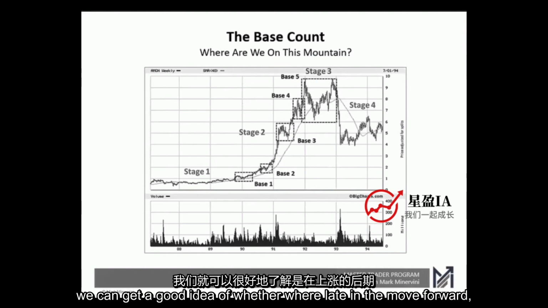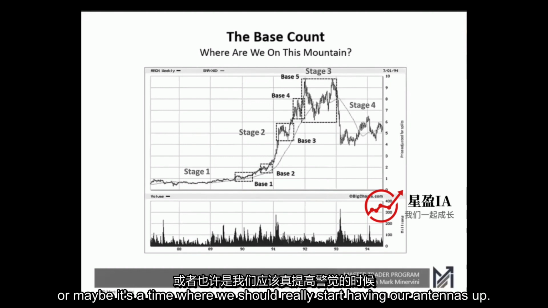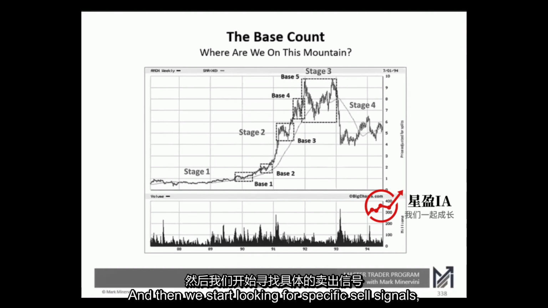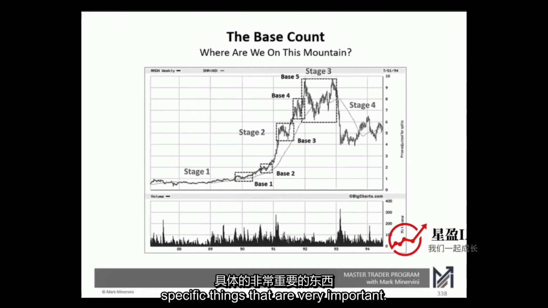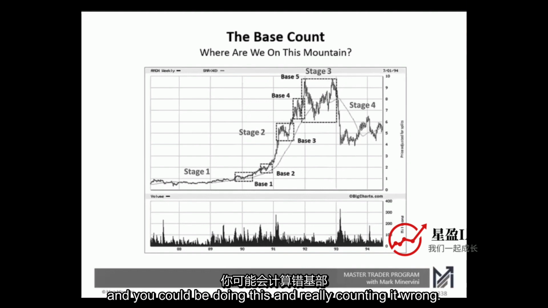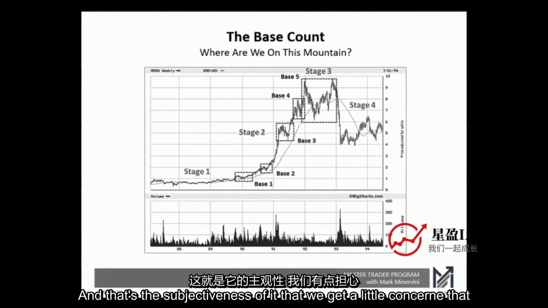And with that, we can get a good idea of whether we're late in the move or we're early in the move, or maybe it's a time where we should really start having our antennas up. And then we start looking for specific sell signals, specific things that are very important. So we'll start off. Let's just talk about what the base count is. It's simply, and as Dave was saying, if you don't know what a base is, then you could be doing this and really counting it wrong. And that's the subjectiveness of it.